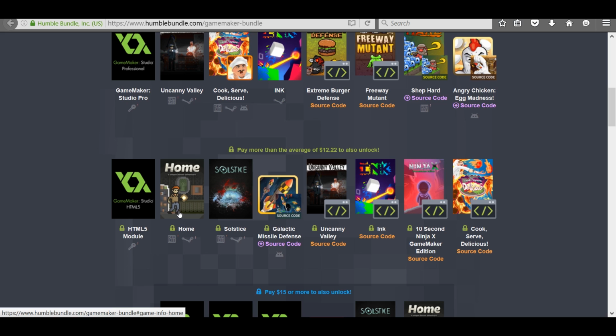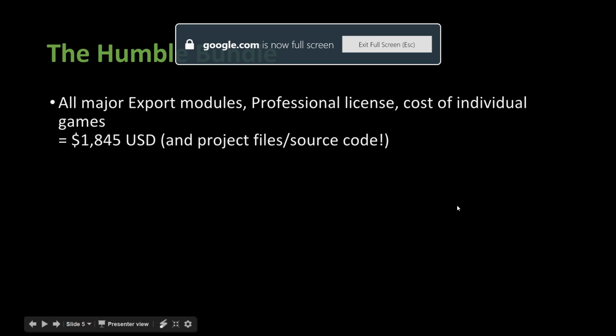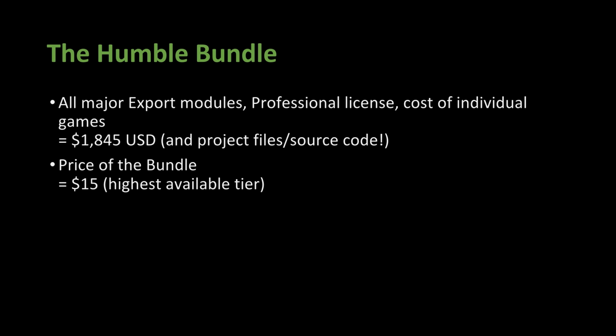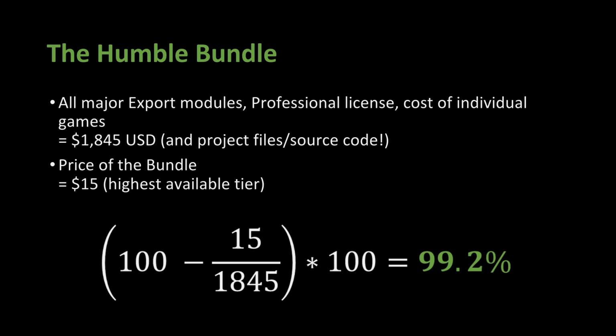So actually, it's a good thing you brought that up, because let's talk about that for a second. If you get every single major module, the professional license, and all of these games, it's almost $2,000. It's a lot of money. And also, that includes project files and source code, so the value of that is actually probably way higher. Meanwhile, you can get this bundle and everything for $15. So let's do the math. You want to know how much you're saving? 99.2%. This is one spicy deal.